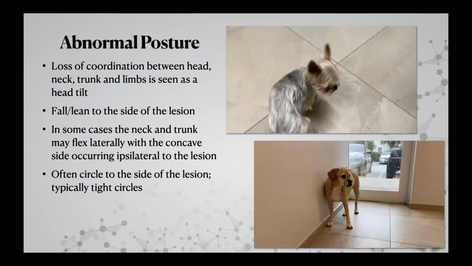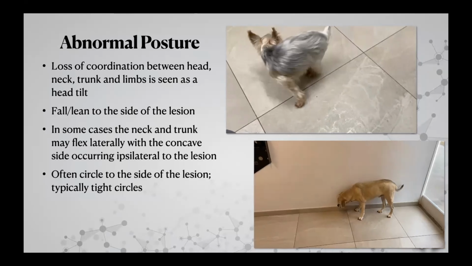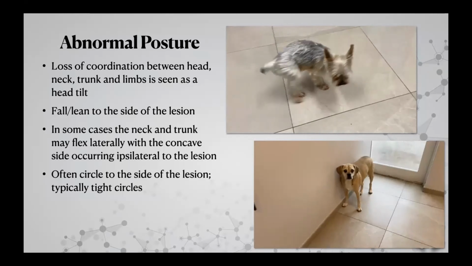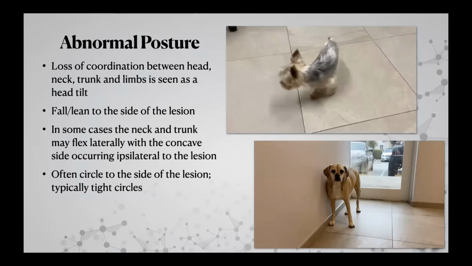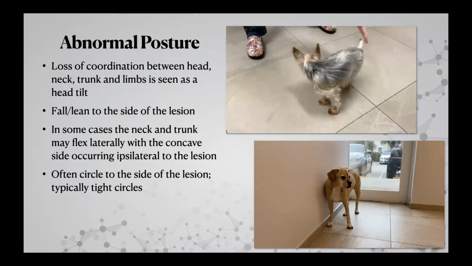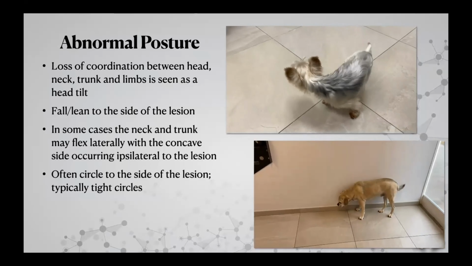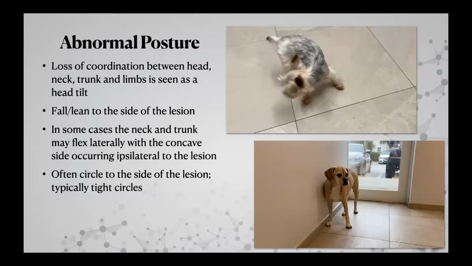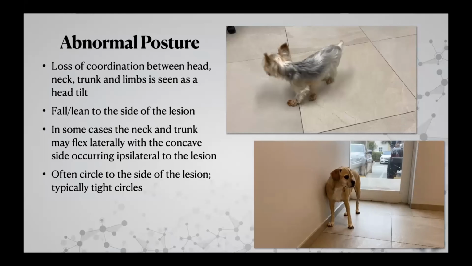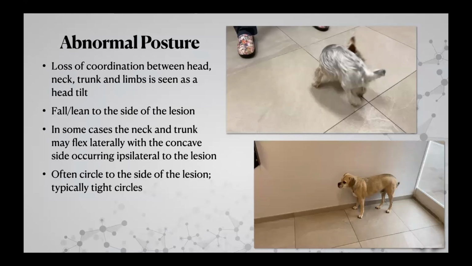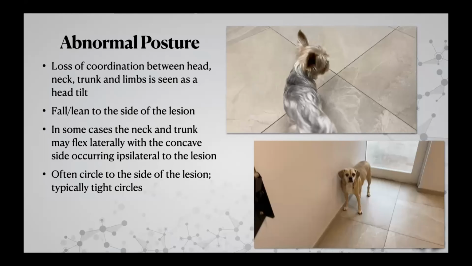And with peripheral vestibular, so unilateral vestibular dysfunction, the head tilt will be towards the side of the lesion in the vast majority of cases. So the lower ear points to the side of the dysfunction. So if you have a head tilt and the dog is tilting to the left, i.e. the left ear is lower, that would indicate a left-sided lesion.